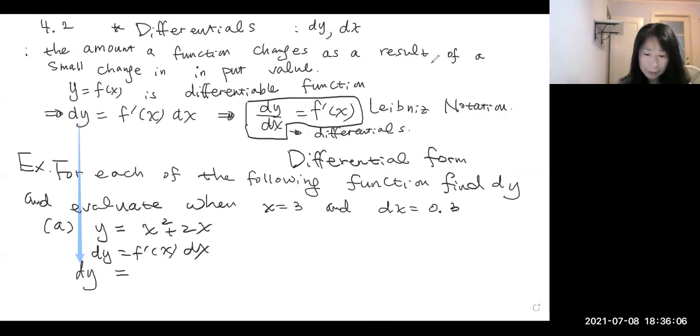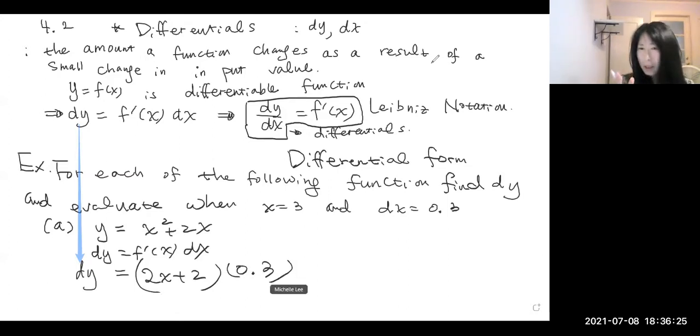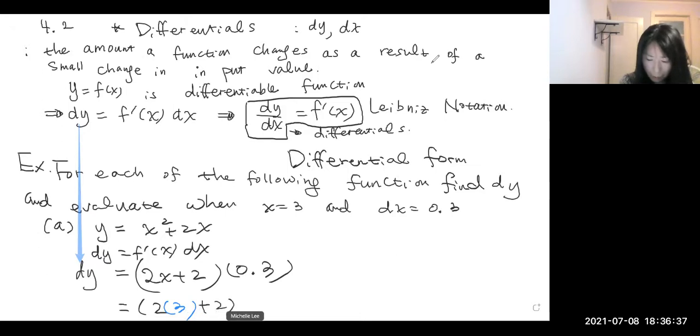F prime of x? 2x plus 2, right? 2x plus 2 and dx. So dx will be 0.3, right? But then when x equals 3, so we're going to say 2 times 3 plus 2 and 0.3. Can you please calculate this one?